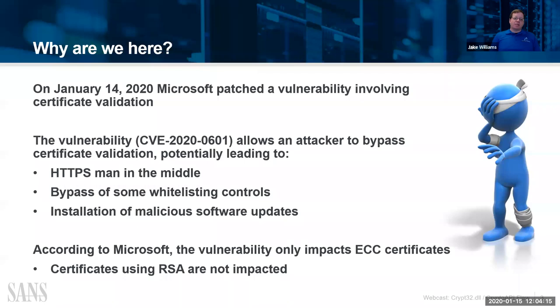So why are we here? Yesterday, Microsoft patched a vulnerability involving certificate validation. It's CVE-2020-0601. It allows an attacker to bypass that certificate validation, potentially leading to HTTPS man in the middle. We may be able to bypass some whitelisting controls as well as other information.